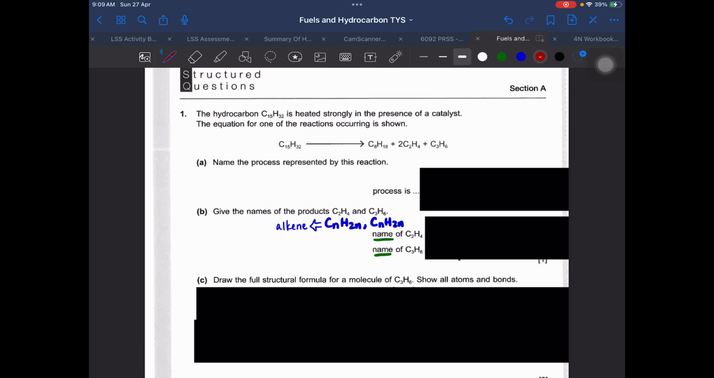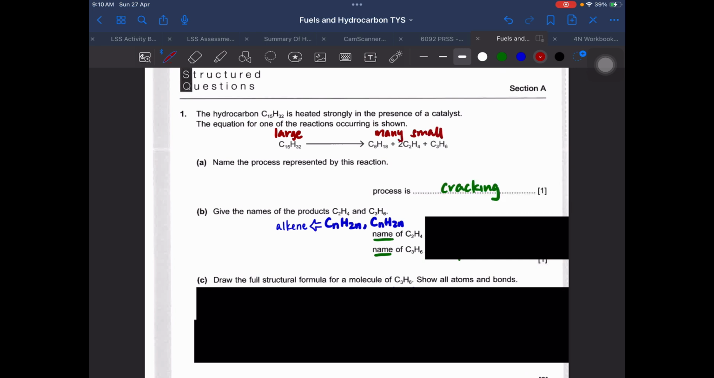Alright, so this question is about a hydrocarbon called C15H32, so quite a number of carbon and hydrogen, heated strongly in the presence of a catalyst, and the reaction is shown over here in this equation. What I see is that C15H32 became C8H18, 2 of C2H4, and 1 of C3H6. Now students, whenever you read a question and you realize that you went from something large, one single structure, to many small ones, this is a hint that the process is cracking. Cracking is about breaking up large hydrocarbons into smaller ones, and so this is one way to help yourself.